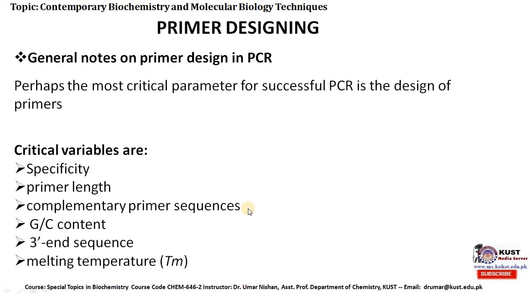Complementary primer sequences are important. GC content is very important. As you know, between A and T there are 2 hydrogen bonds, and between G and C there are 3 hydrogen bonds. So GC hydrogen bonding is much stronger as compared to AT or TA. This is why primers should have a significant amount of GC content, because this will help for better annealing of the primer to their complementary sequence. And then the 3' sequence is important. The melting temperature of the primer is very important.